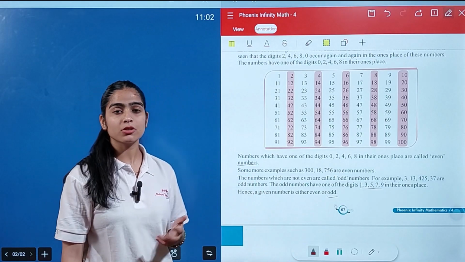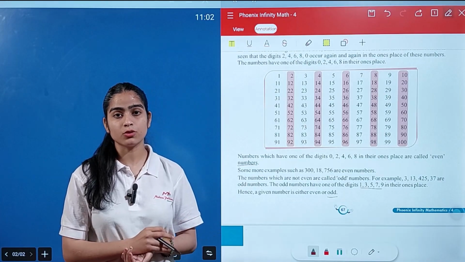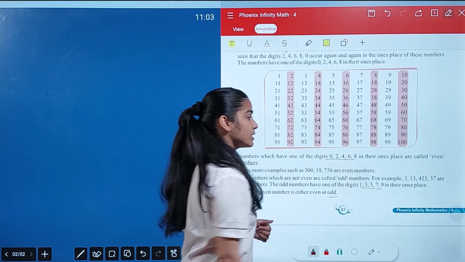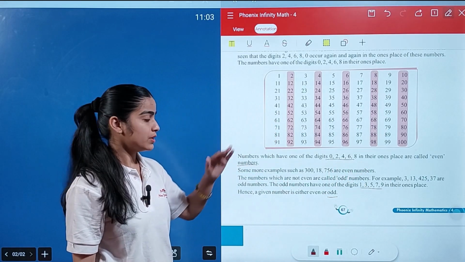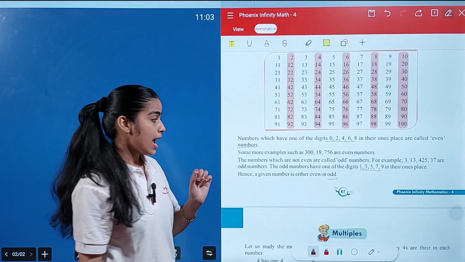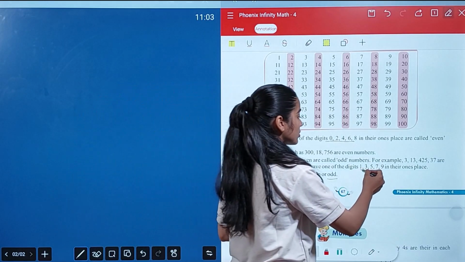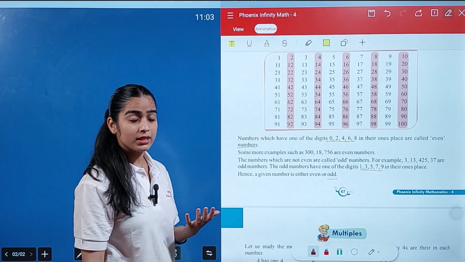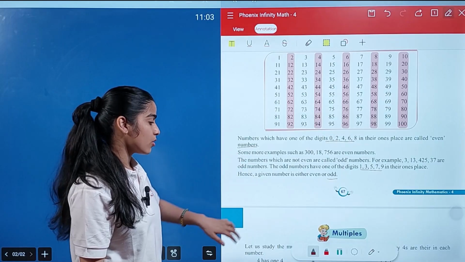You can simply say those numbers which are exactly divisible by 2 and have these digits in their ones places are your even numbers, and those numbers which are not exactly divisible by 2 and have the ones digit 1, 3, 5, 7, 9 at the end are called your odd numbers.